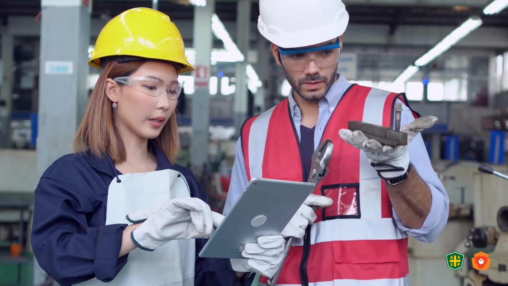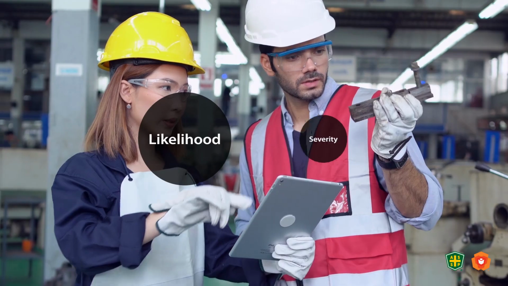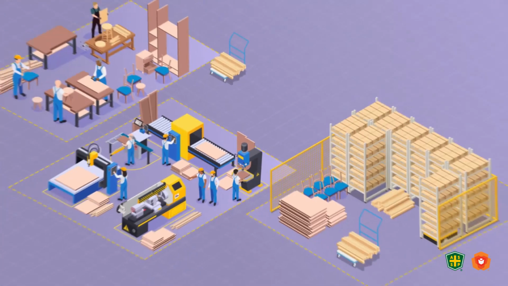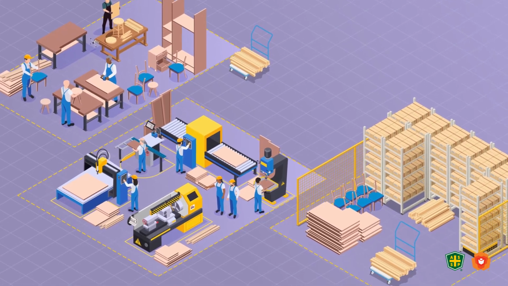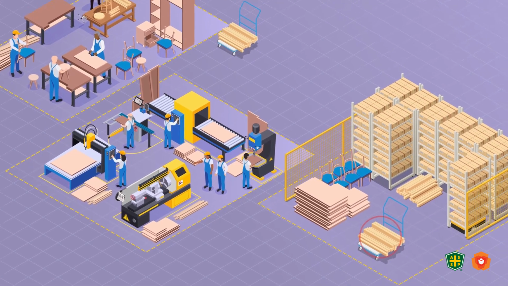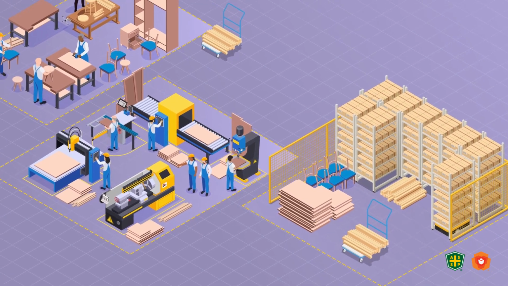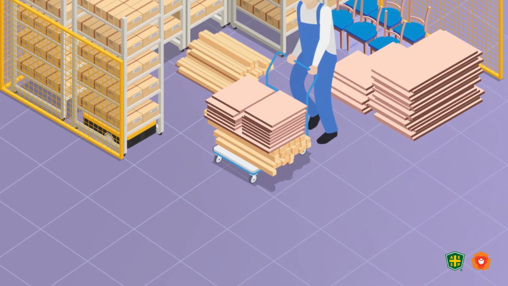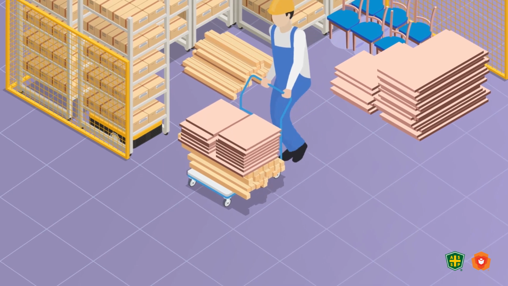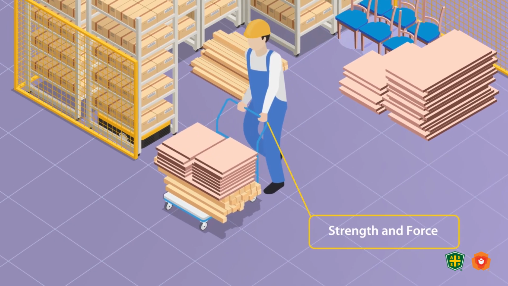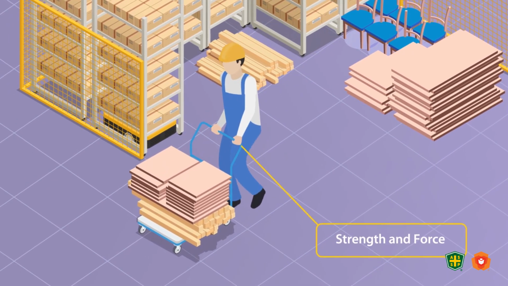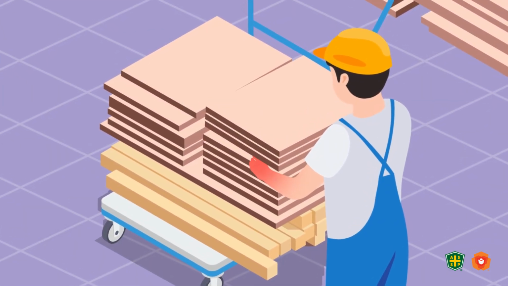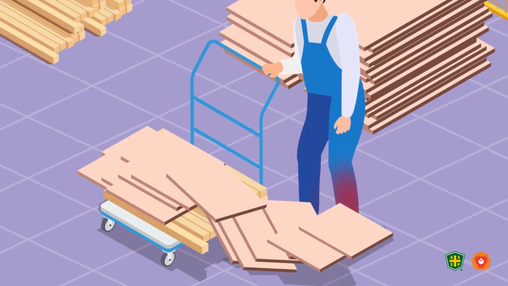It involves two important factors, likelihood and severity. Let's go back to Acme Manufacturing Company. The employees at Acme Manufacturing Company use manually operated push carts to move equipment and tools from the warehouse to the station where workers assemble desk chairs. This task exposes workers to several hazards, including the amount of strength and force required to push or pull the carts, the possibility that objects in the cart will shift while being moved, or that the cart may tip over.